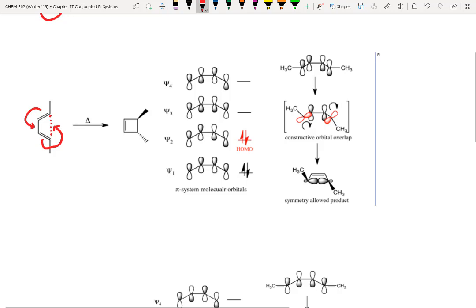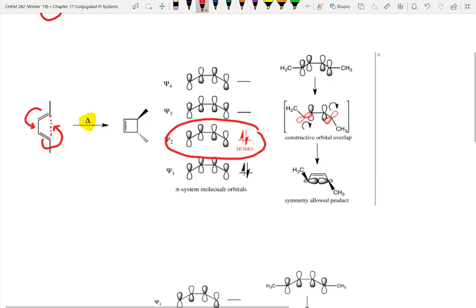This is somewhat unstable though, right? It's a four-membered ring with sp2 hybridized carbons. They're not super happy being 90 degrees. All right, so the weird thing with this is in this reaction, we are using heat energy as indicated by this delta symbol. And so if we look at the HOMO level for this system, it's highlighted right here.